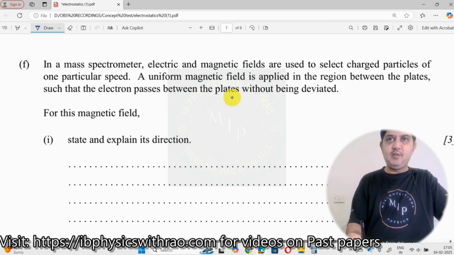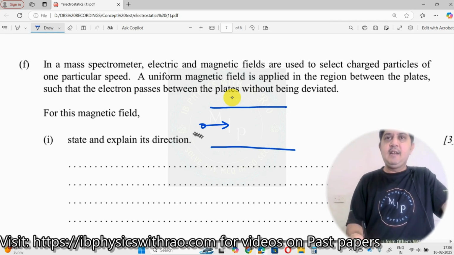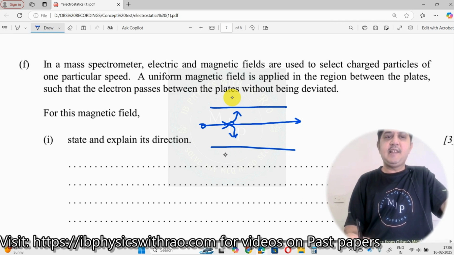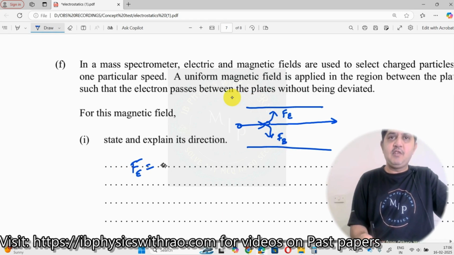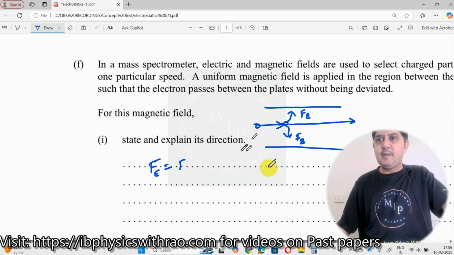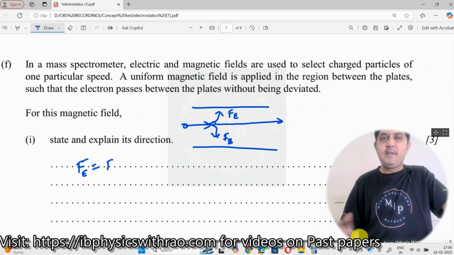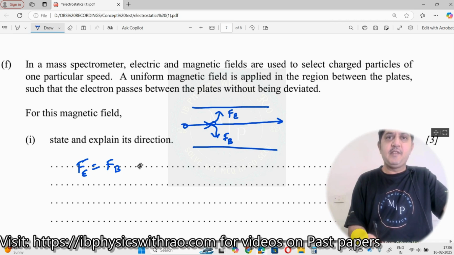Now, what does it say? You have the plates once again, and you have an electron which is moving like this over here. Definitely the electric force is now making it go like this. Now what you do is you put a magnetic field somewhere inside the plates so that there is no deviation, which means there should be a force acting downwards so that the electron just goes straight like this. If this has to happen, what should be the case? This Fe should be equal to Fb. Fe should be equal to Fb, first condition.